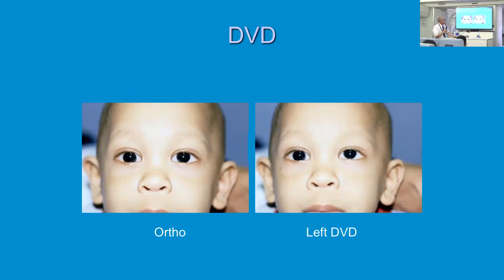So I showed this just. This is a DVD. There's the patient's ortho in primary position, but you could cover one eye and you can induce it, and you can see that the left eye is a little higher, and that's not in the adductor position. That's the straight ahead position.